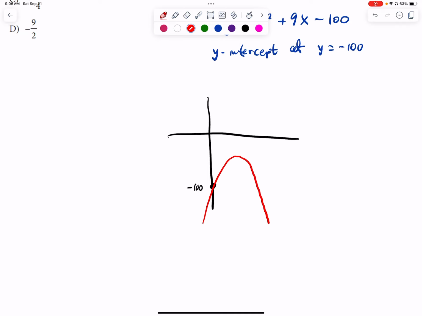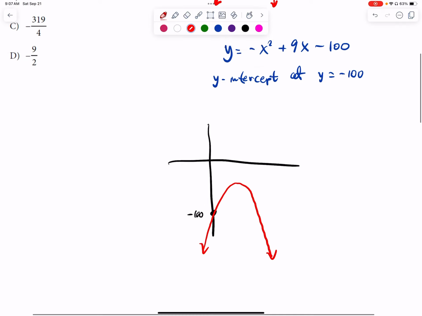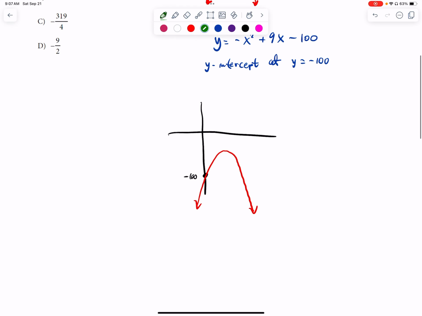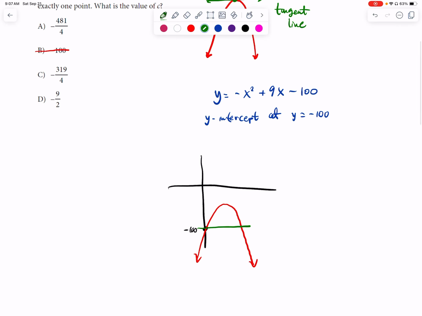I know this from experience dealing with quadratic equations quite a bit. So I would already know that if I were to draw myself a horizontal line through the negative 100, it's going to hit the parabola in two places. That's called a secant line. So this is the reason why I would automatically cross out that answer choice B.